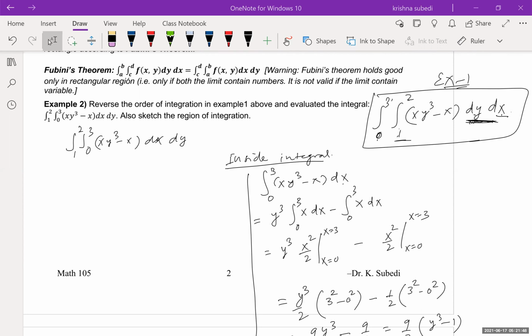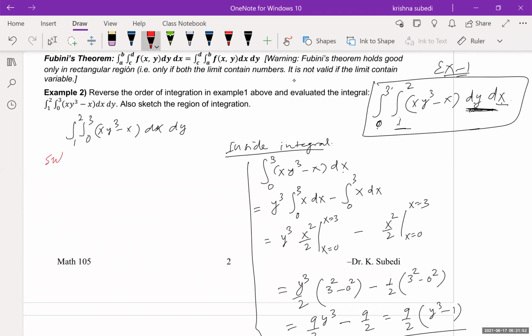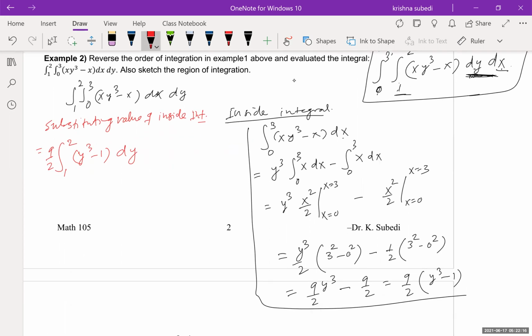Okay, so now if you are okay with that, I'm going to just substitute the value. Substituting the value inside the integral, I'm going to get the integral from 1 to 2 of 9 over 2 y cubed minus 1 dy. Okay, 9 over 2 is a constant. To make life easy, I'm writing that constant outside. You don't have to do that, but that makes life easy, okay?